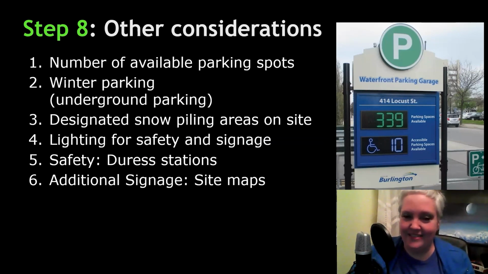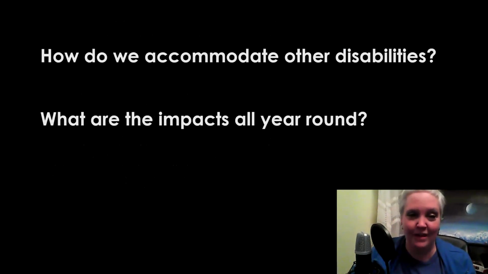Lighting for safety and signage. Safety, like things like duress stations. Are the duress stations accessible? Can you get to it on an accessible path to call for help if you need it? And then of course, additional signs, including things like site maps. So the picture that we have here on the right is from the Waterfront Parking Garage in Burlington, and it includes the available number of regular parking spots and then how many accessible parking spots are available too. So that's fantastic information, great planning.